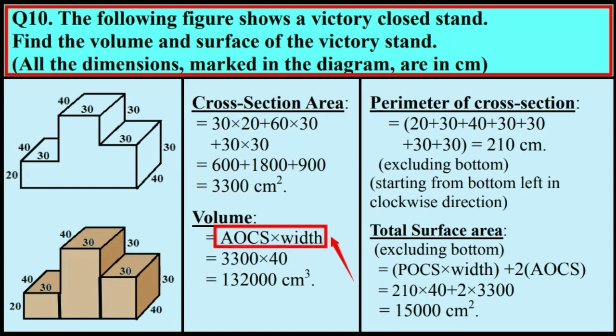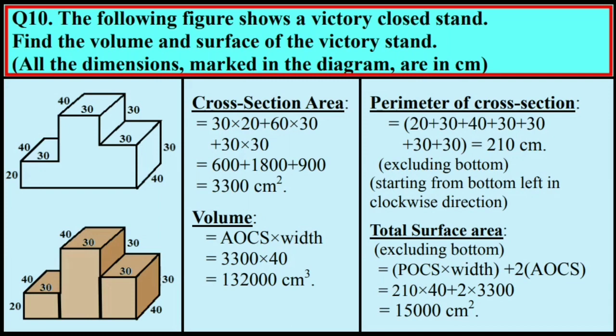Since the area of cross section is uniform, the volume of the figure is area of cross section multiplied by width. The expression for volume is 3300 multiplied by 40, where 3300 is the area of cross section and 40 is its width. Volume of the solid finally is 132,000 centimeter cube. To find out the surface area, we need to find out the perimeter of the cross section.